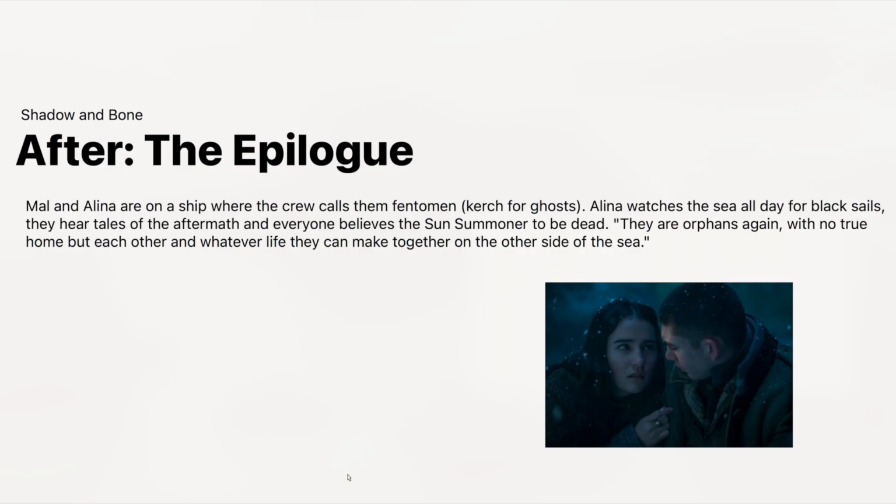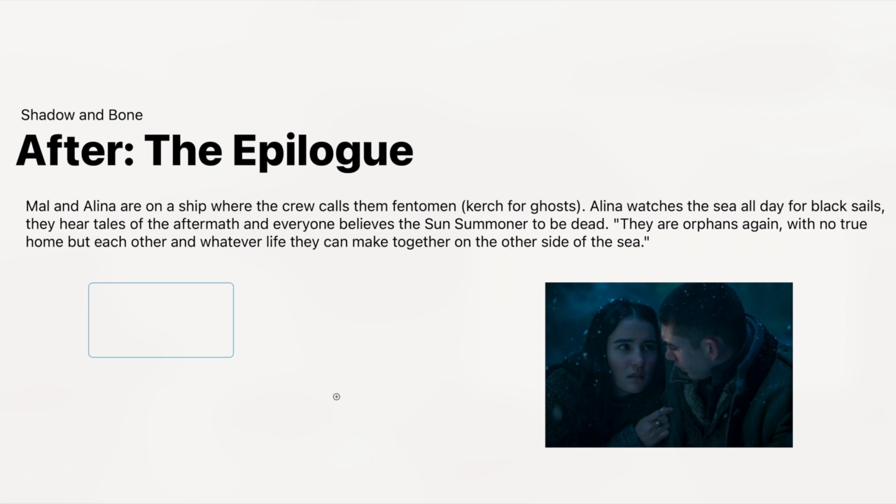And then we have the epilogue, which is just titled After, which is apt because the prologue is titled Before. Mal and Alina are on a ship where the crew calls them Fentiman, which is Kirch. It's a little island in this world for ghosts. Alina watches the sea all day for black sails, so she's watching for the Darkling to come after them. They hear tales of the aftermath, and everyone believes the Sun Summoner to be dead. The ending line is, they are orphans again, with no true home but each other, and whatever life they can make together on the other side of the sea.